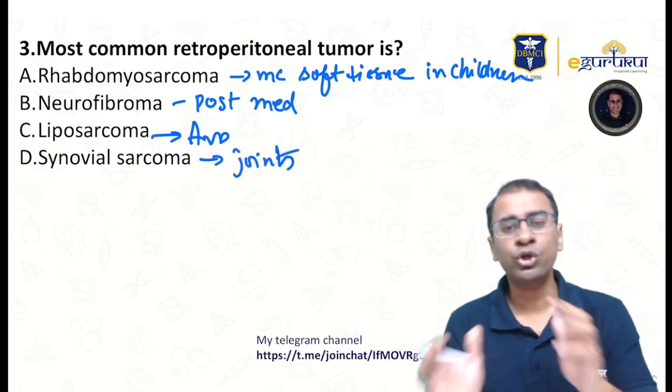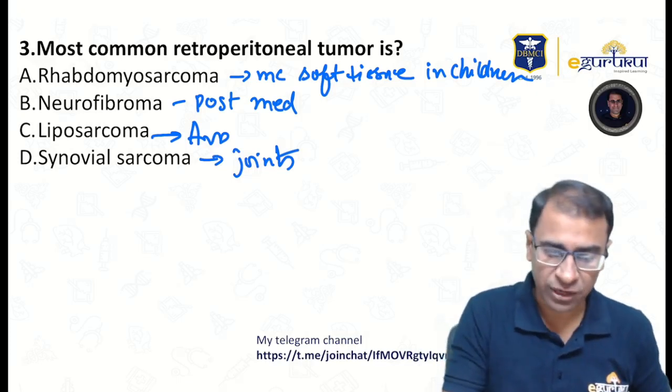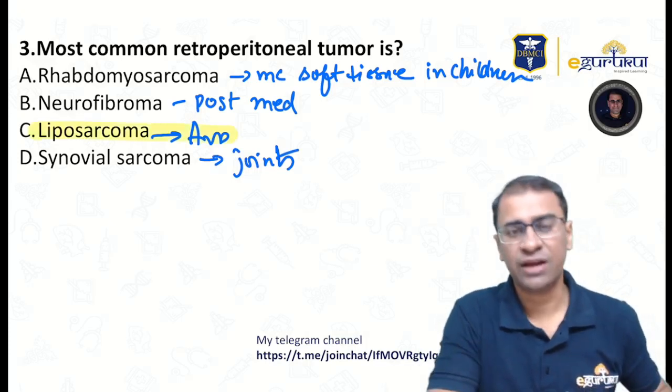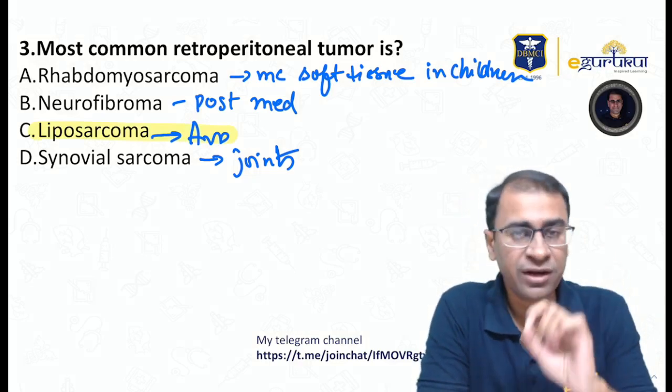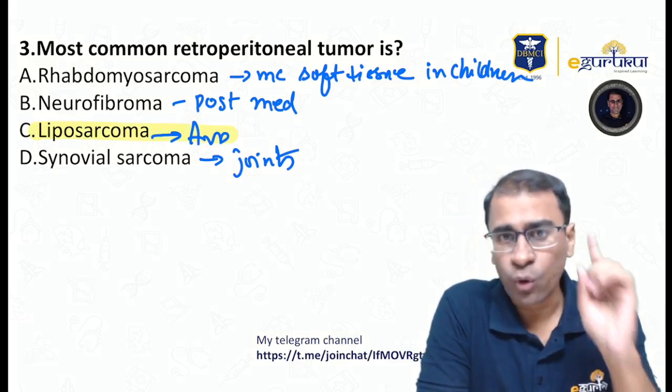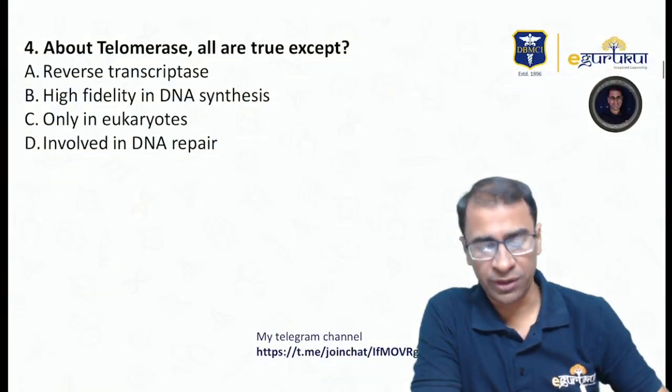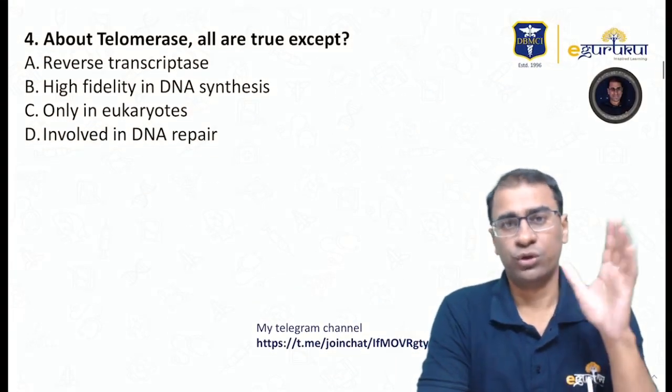So even if you don't know anything about it, you can definitely come to the right answer, which is actually liposarcoma, which is the most common soft tissue sarcoma in adults, and is also seen as the most common retroperitoneal tumor. A good question.